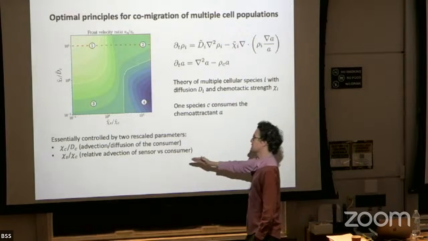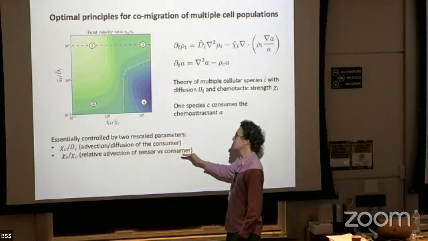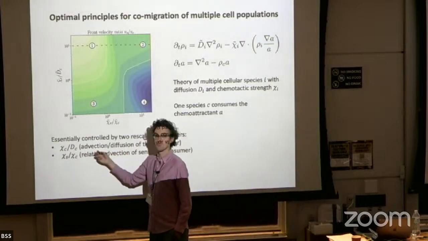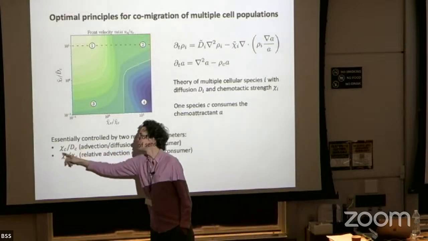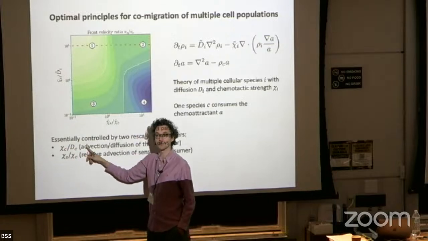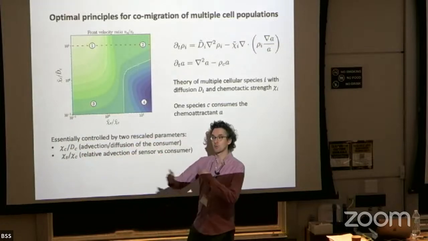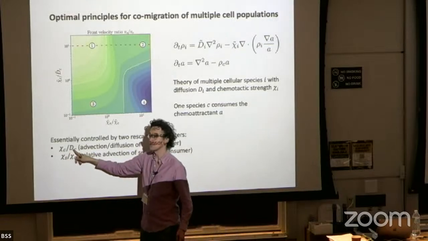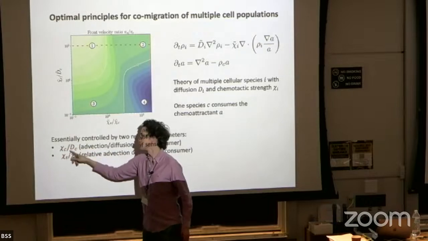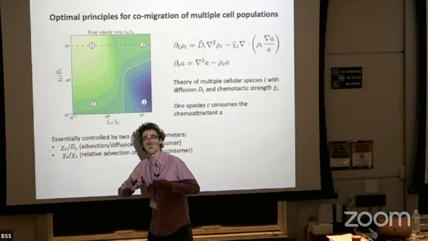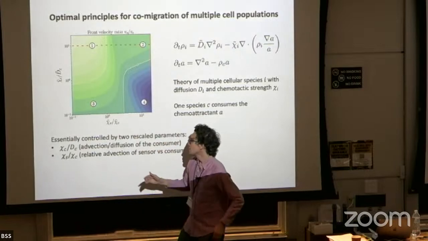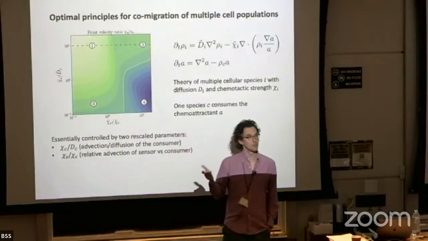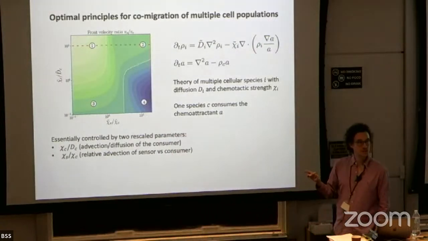Essentially, what everything boils down to is two rescaled parameters. One is the chemotactic efficiency of the consumer, and that makes sense. That's exactly the term that I've shown you before for a single component, right? Because to get a chemotactic front, you need Chi-C to be larger than D. That's the ratio that we've seen before, that dictates whether you have traveling fronts to begin with. But what turns out to be really important is the relative ability of both cells to do sensing.